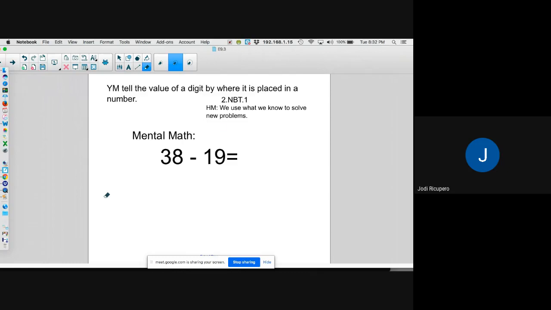Okay. Well, the strategy I like to do is the compensation method. In the compensation method, in subtraction, we like to make the minuend a number that has 0 at the end. So I know to do that, I just need to add 1. And because I added 1 on that side, in subtraction, I have to add 1 on this side. So now instead, I have 39 minus 20. And 39 minus 20 equals 19.